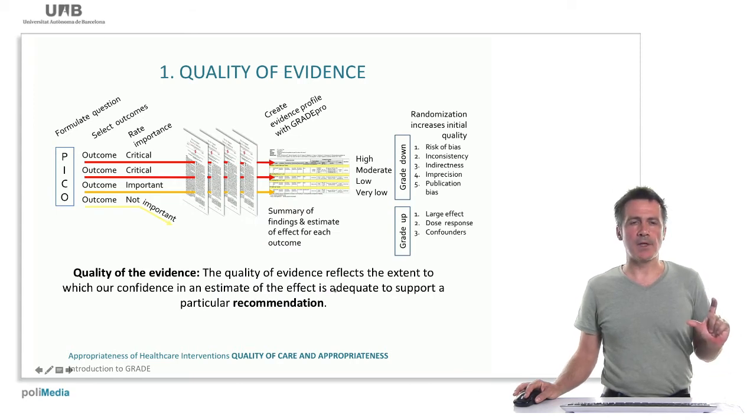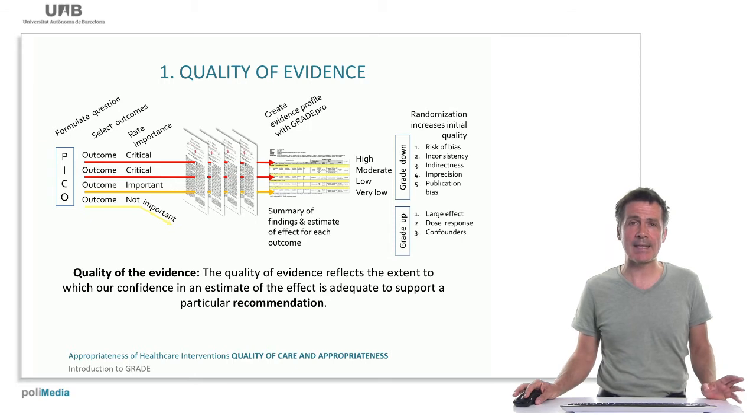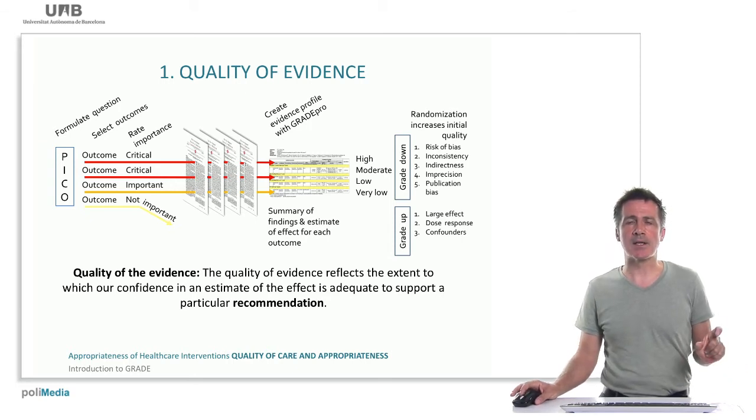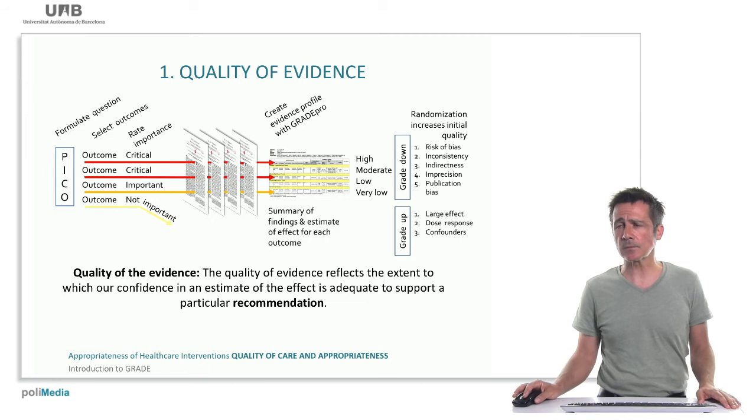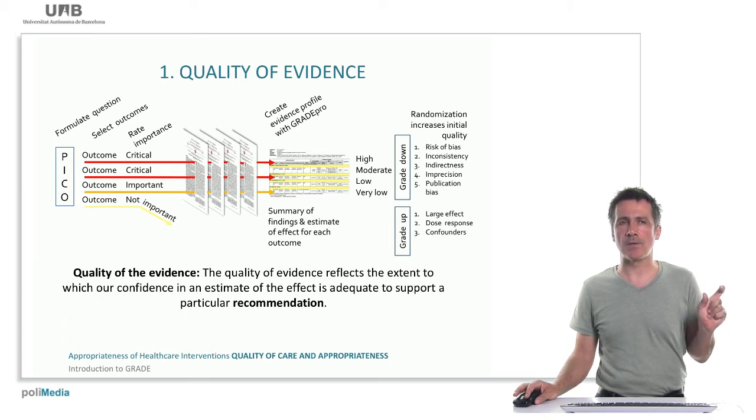The definition I just mentioned is a definition of quality of the evidence in the case of a systematic review. In the case of guidelines, it is slightly different. Instead of the confidence in the estimate of effect, here it is the extent to which our confidence in an estimate of the effect is adequate to support a particular recommendation. That is, in guidelines, it's not the confidence just about the result, but whether that result is enough to support the recommendation. Think about it, because I will give you some homework in relation to this.